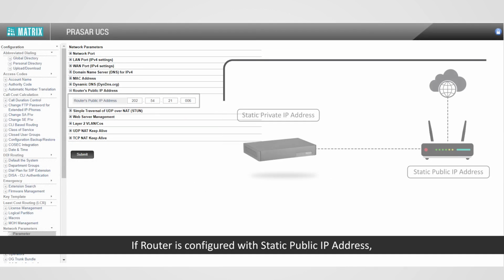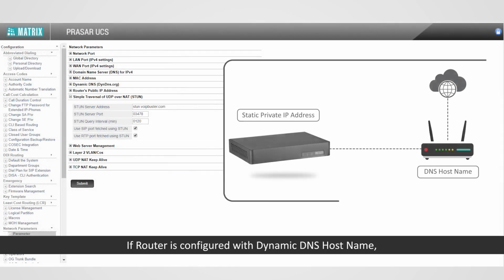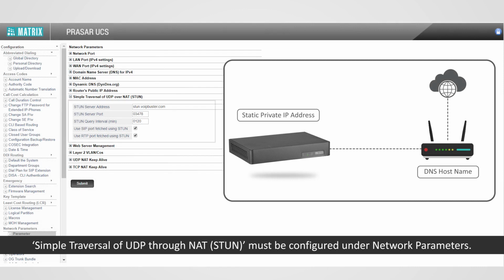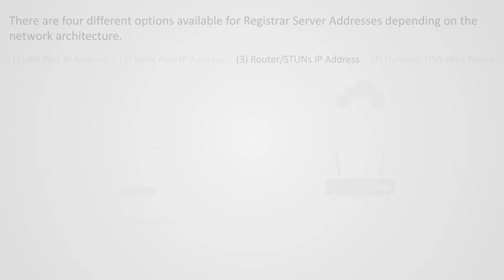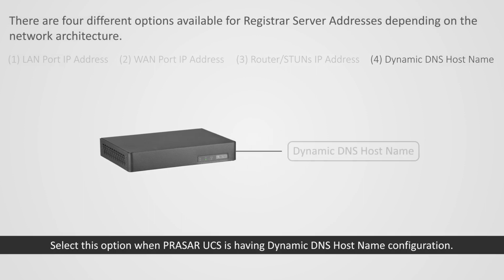If router is configured with static public IP address, router's public IP address must be configured under network parameters. If router is configured with dynamic DNS host name, simple traversal of UDP through NAT, that is STUN, must be configured under network parameters. Fourth, dynamic DNS host name.